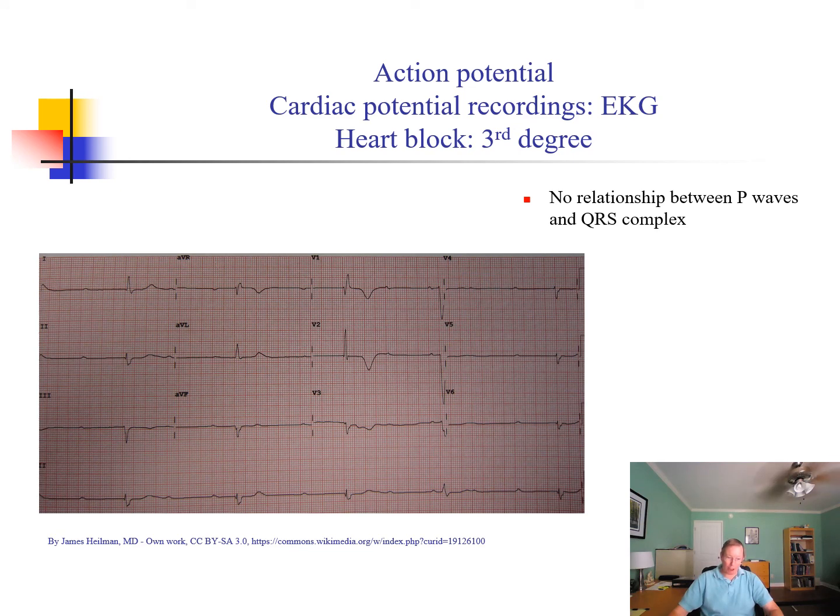So I'm going to look at our rhythm strip down here, which is lead 2. And if you can see, I have a P wave here, got P waves, got P waves, got P waves, P waves. But they're not really doing anything related to the QRS. Here's a QRS, QRS, QRS, QRS, QRS. This is a third degree heart block.